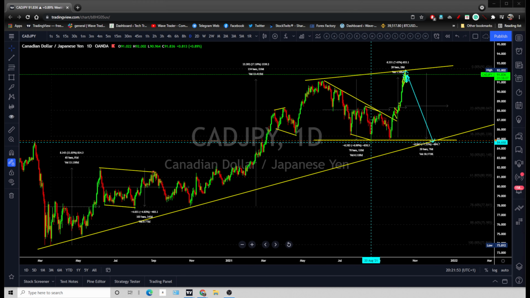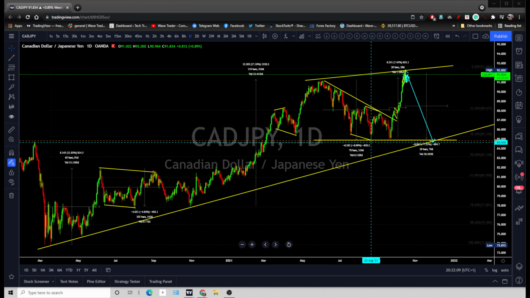So this is going to be the CAD yen update because we are watching this chart very closely. And we can say that CAD yen is doing exactly what we were expecting it to do at that top.